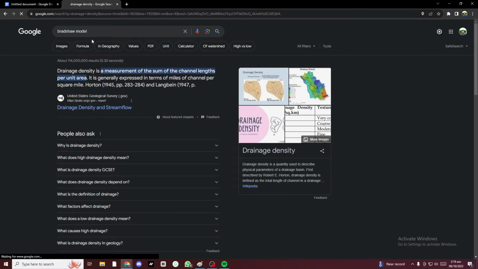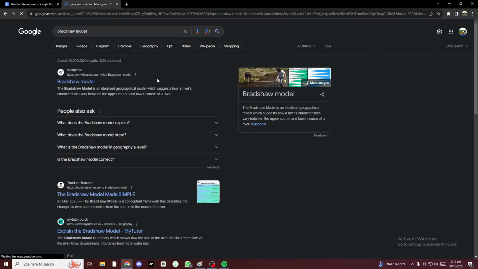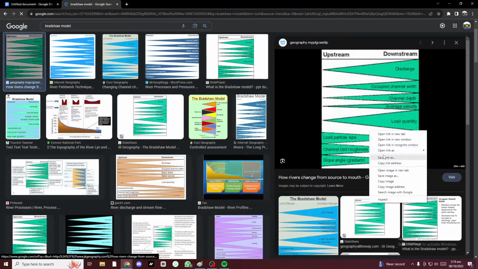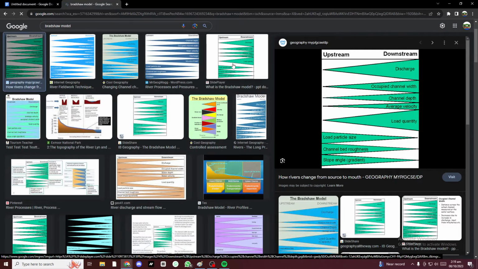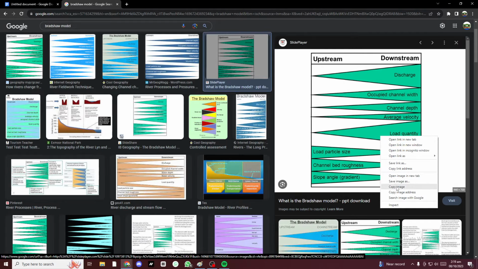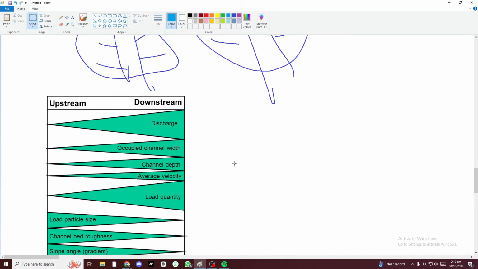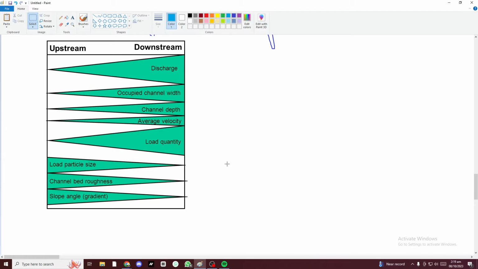Yes, typing with one hand is rough. Bradshaw model. This isn't the best one. A bit better. Okay, here we have the Bradshaw model.